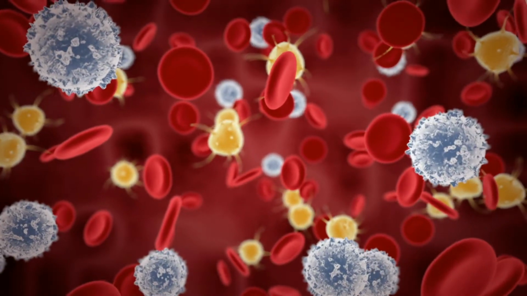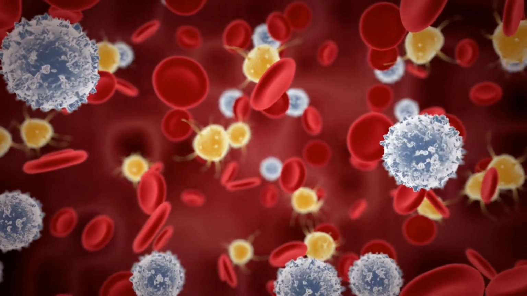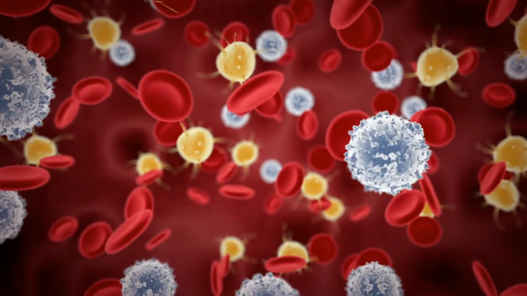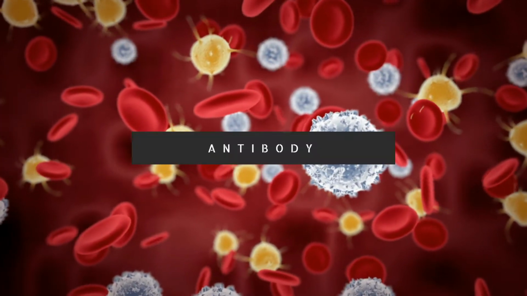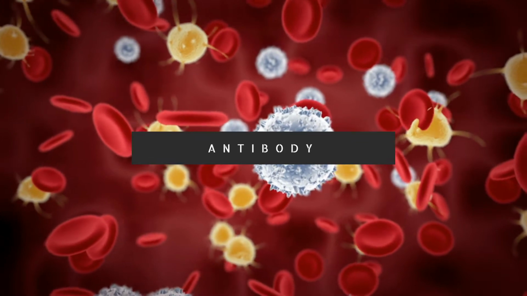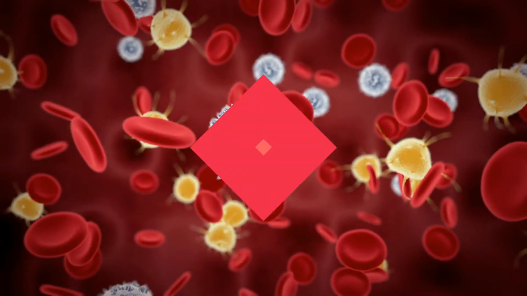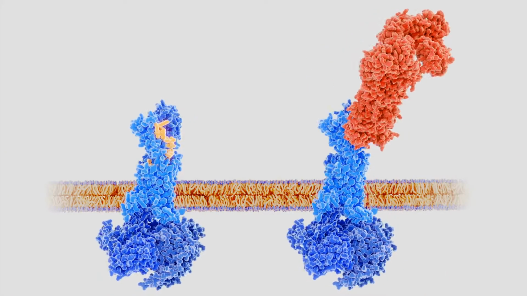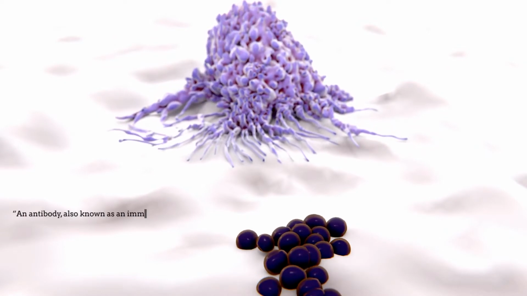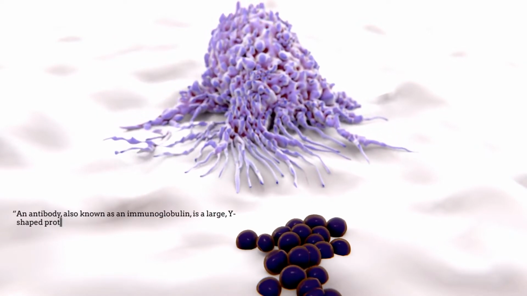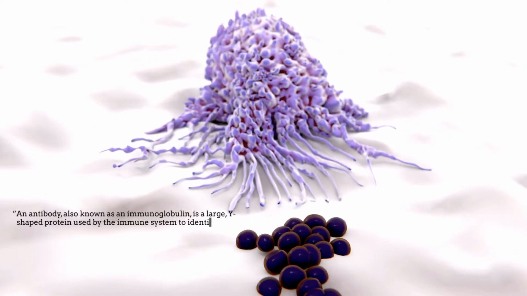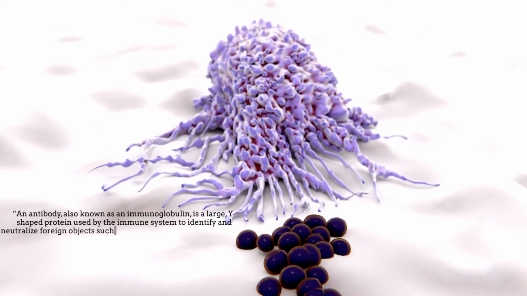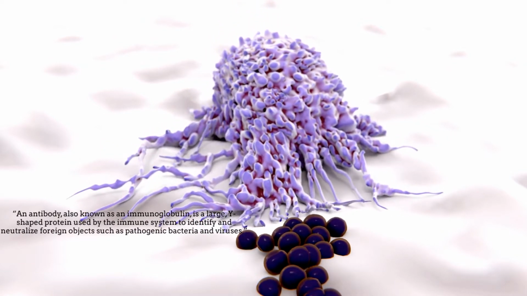Although diseases have been in our lives since the day of human existence, one of the things we hear the most with the pandemic we live in is antibodies. So, what is an antibody? With the definition made by Wikipedia, an antibody, also known as an immunoglobulin, is a large, Y-shaped protein used by the immune system to identify and neutralize foreign objects such as pathogenic bacteria and viruses.